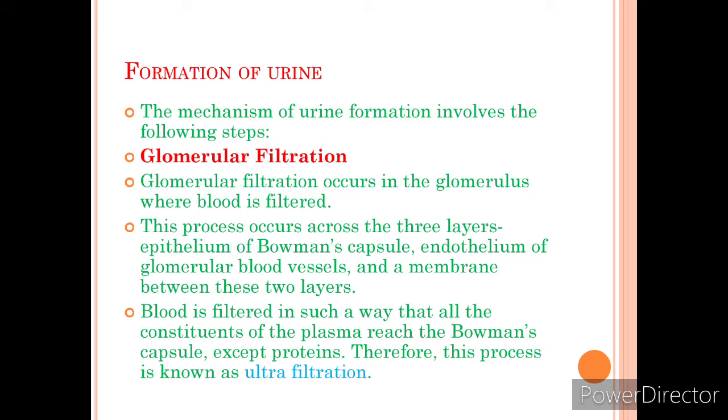So first one is filtration. What is filtration? Filtration takes place through the semi-permeable wall of the glomerulus and the glomerulus capsule. Water and other small molecules readily pass, but the larger ones like blood cells, plasma protein and other large molecules are too large to filter through. So what happens? They remain in the capillaries.